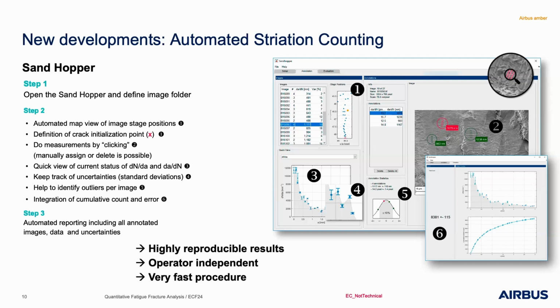We evaluated this with a lot of independent data sets, and we saw really it's highly reproducible results. It's really operator independent. As I said, we have made different data sets. My little 7-year-old daughter tried it and had the same result as myself. So it was really operator independent. And at the end, it's a very fast procedure, because it really needs 20% of what we need normally in the striation counting.